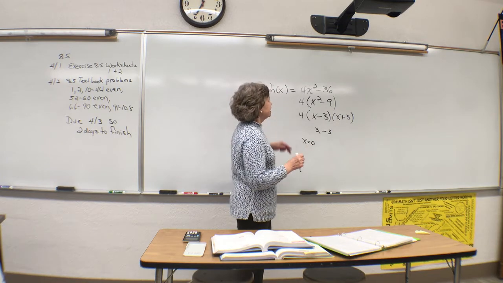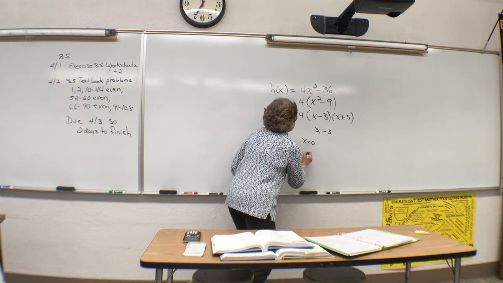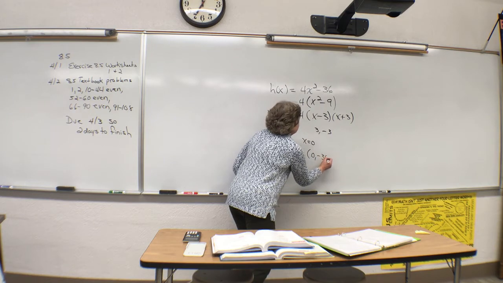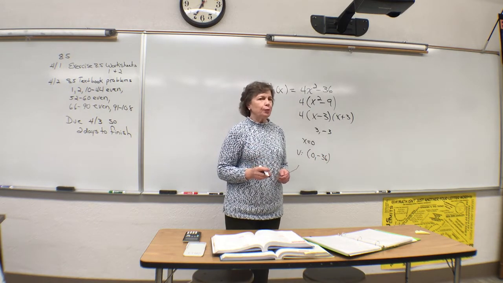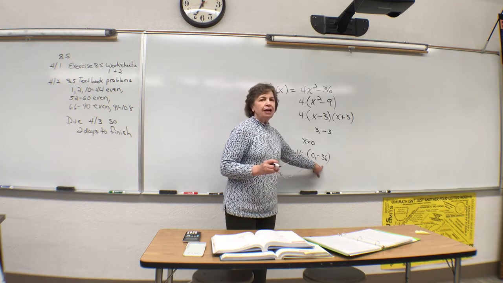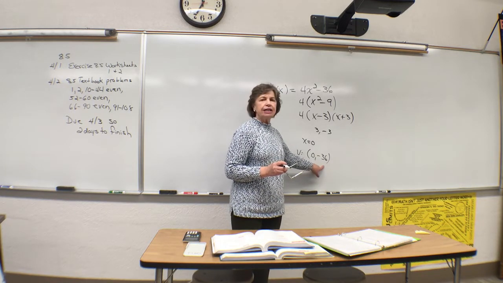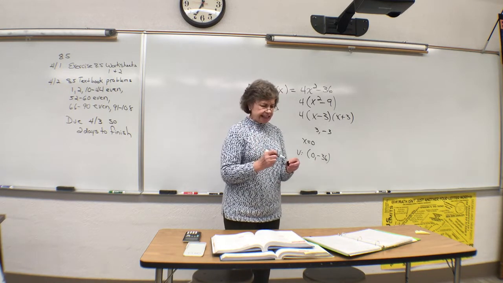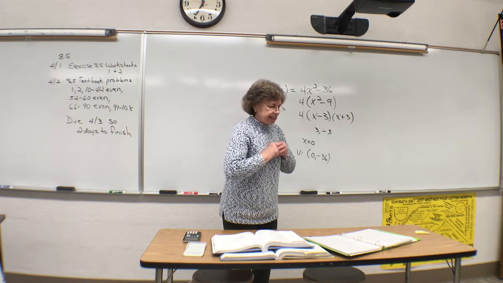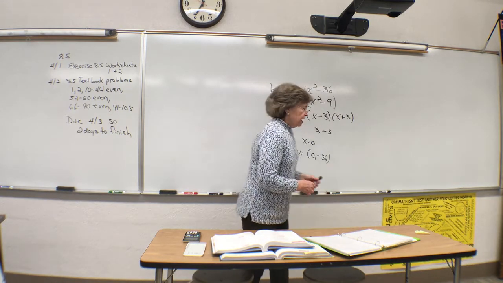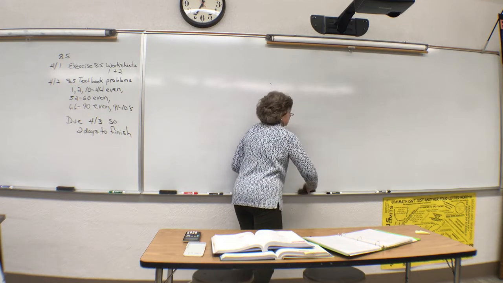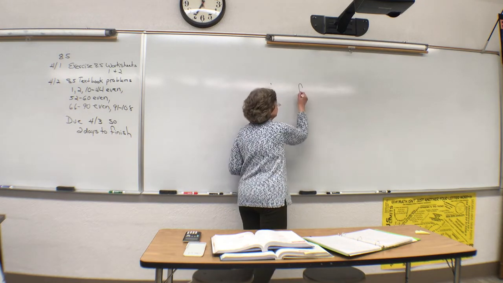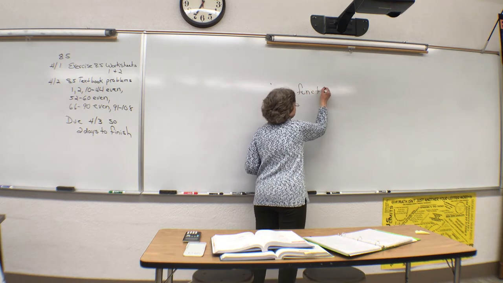Plug that back into that equation, and our vertex is going to be 0, negative 36. Does this open up or down? Opens up, so this is a minimum, and y is going to be greater than or equal to negative 36, and the range is the set of all reals. So remember, when we're talking about these, functions have zeros.